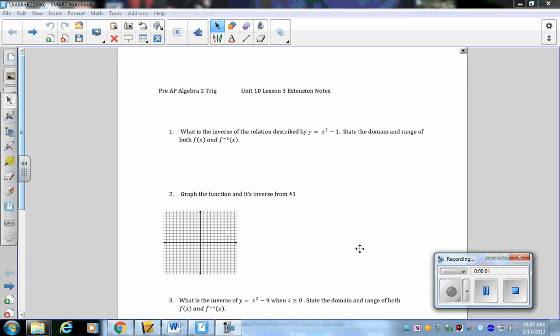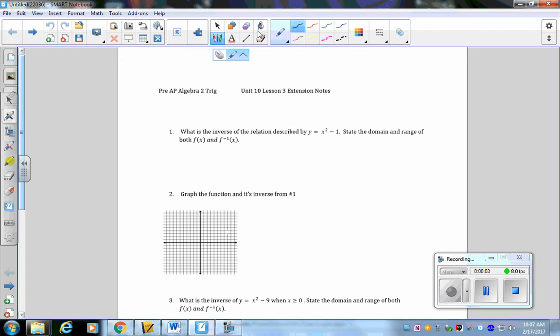These are the notes for Unit 10, Lesson 3. It's an extension lesson to go more in depth regarding domain and range restrictions for quadratics and square roots.